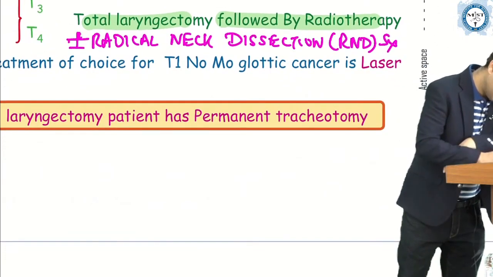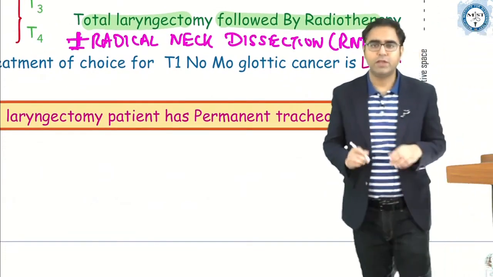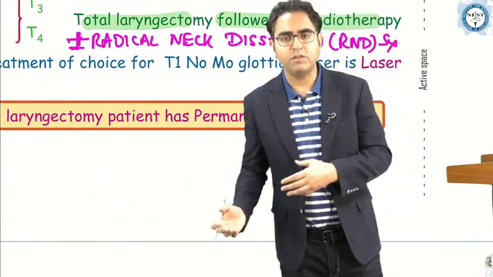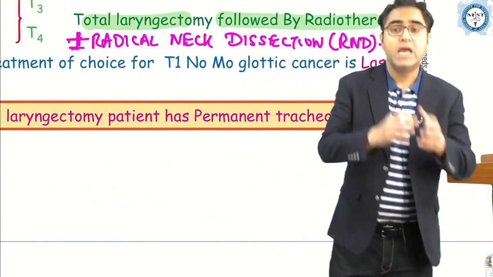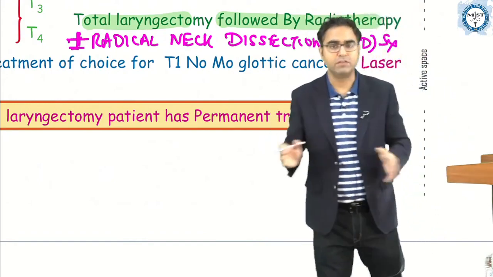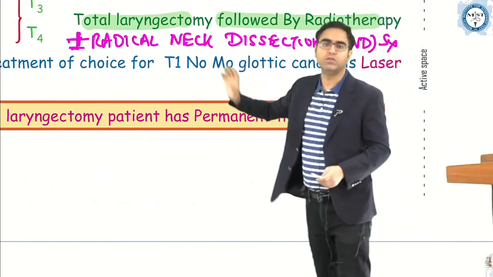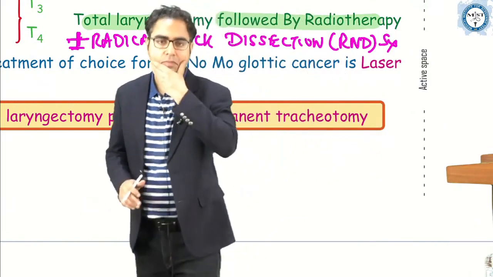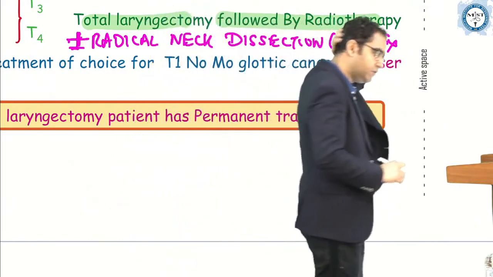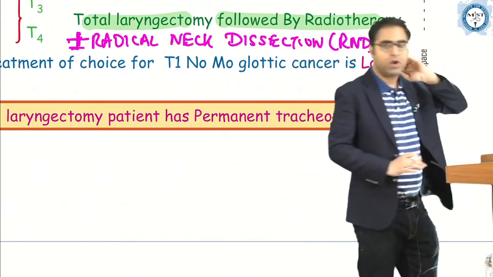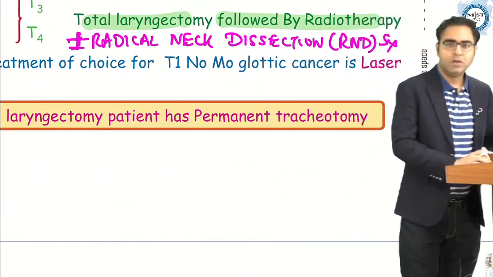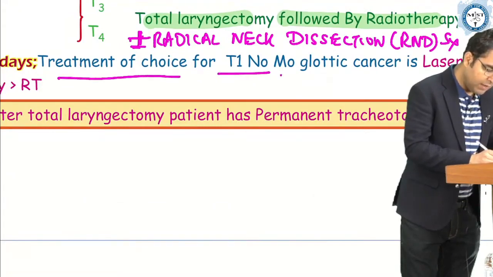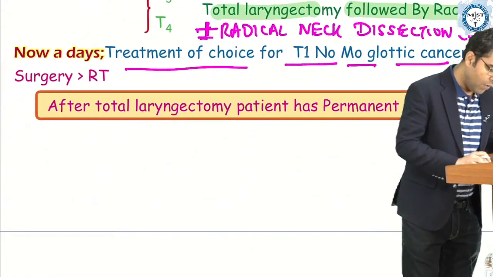Plus minus. Okay, every tumor may or may not have neck node metastasis. If there is neck node metastasis, then you do R&D surgery also. What is the R&D full form? Radical neck dissection surgery, beta. Okay, followed by radiotherapy, beta. Treatment of choice for T1, N0, M0 glottic cancer nowadays.